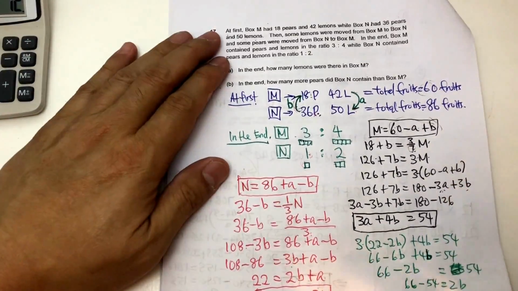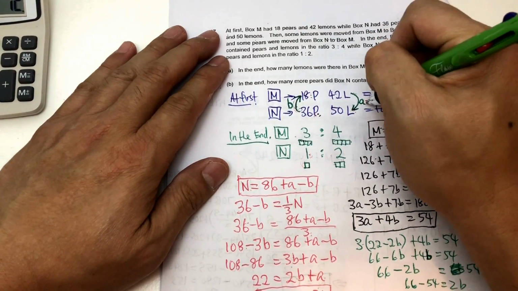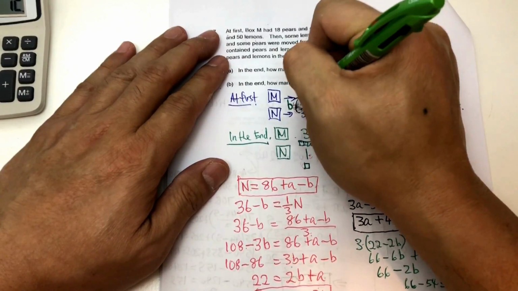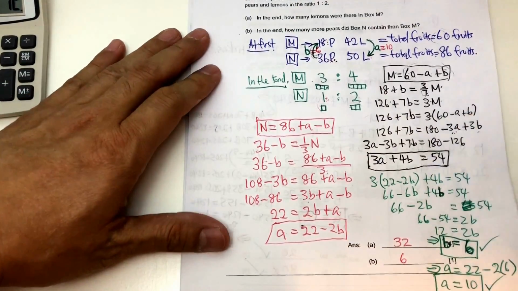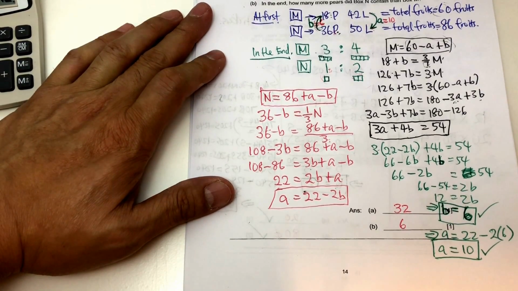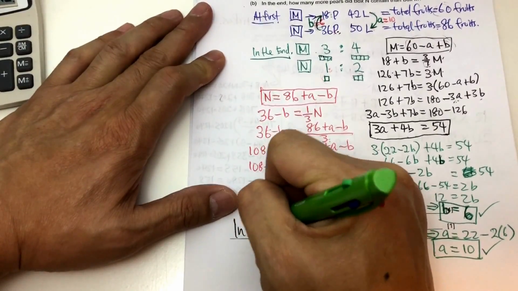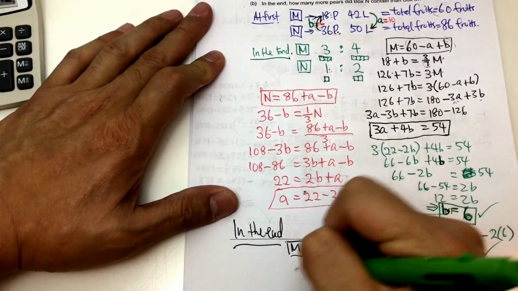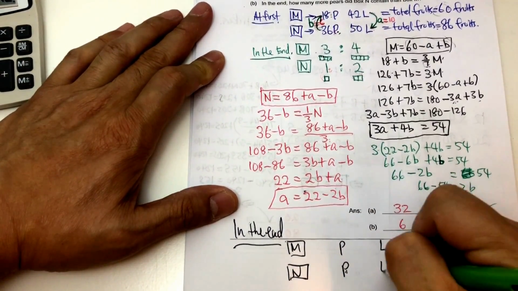We know that A is equal to 10, and B here is equal to 6. Okay, so in the end, let's see how many pears and lemons we have in the end. All right, in the end, we got M, we got N, pears and lemons.